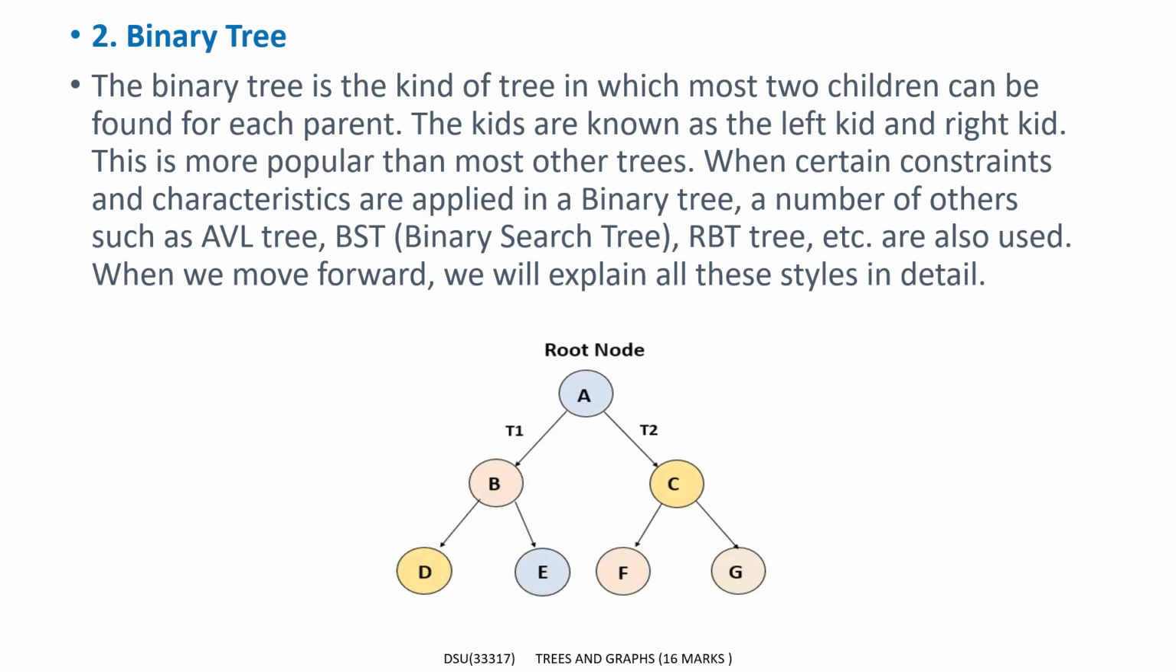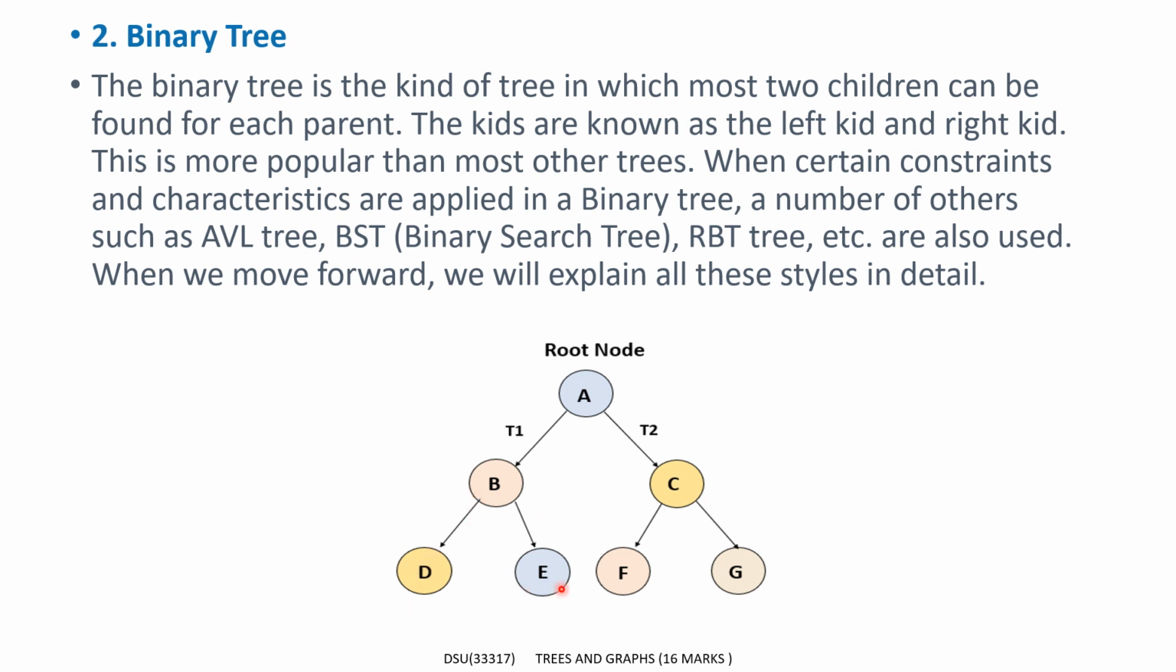See here, this is the binary tree. A is the root node, and these are two subtrees, T1 and T2. Each node has two nodes. Binary means two. As we know, binary numbers are only two numbers, 0 and 1. Like this, bi means two. A has the B and C nodes.